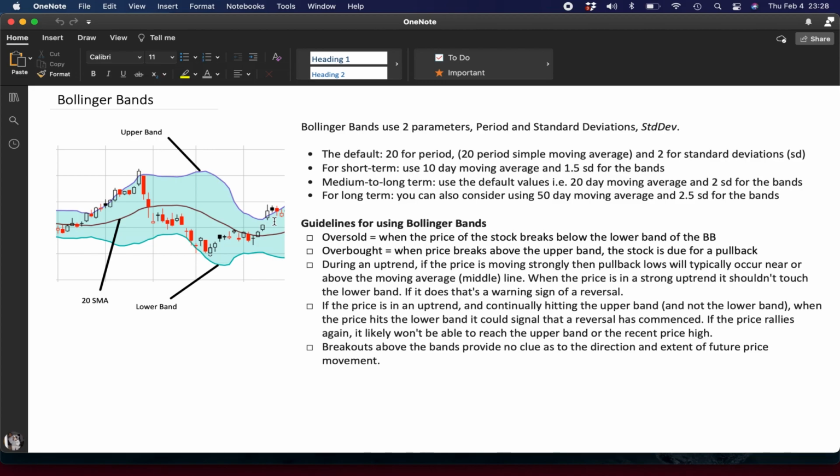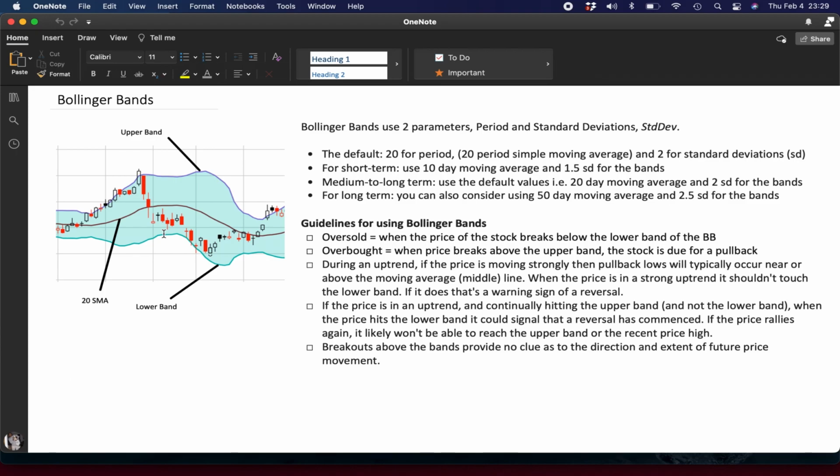Now, for medium to long-term trading, typically they use a 20-day moving average and 2 standard deviation, which is what is shown here. But for long term, you can also consider using a 50-day moving average for this middle band, and then 2.5 standard deviation for the upper and lower bands. Now, what are the uses of Bollinger Bands? There are a number of uses, such as determining overbought and oversold levels, as a trend following tool, for monitoring breakouts, volatility, and even spot potential reversals.